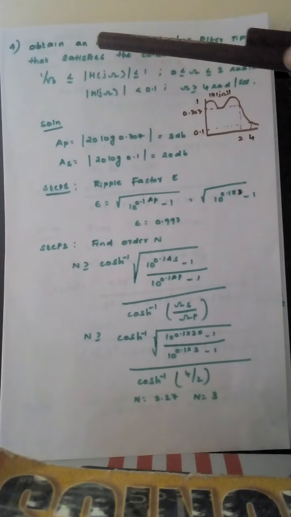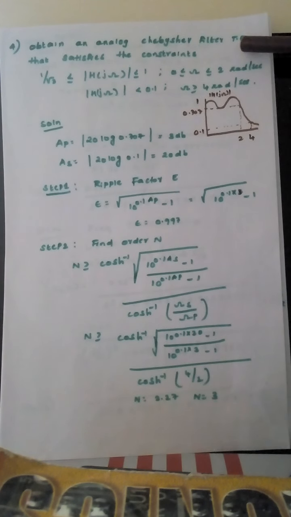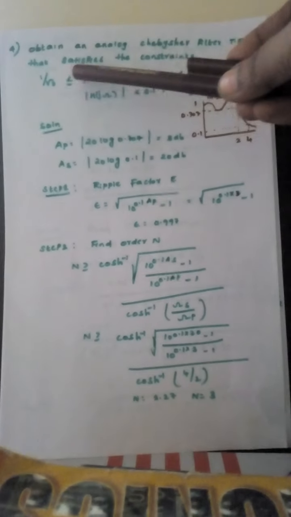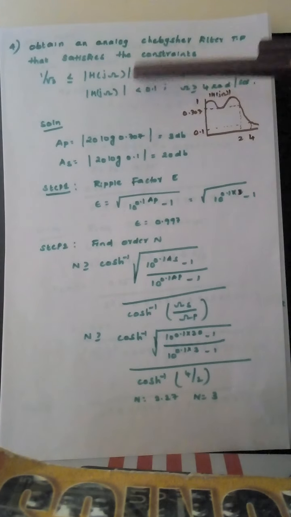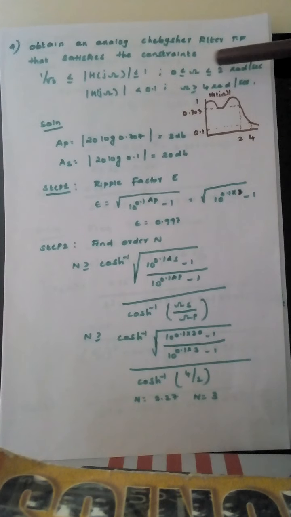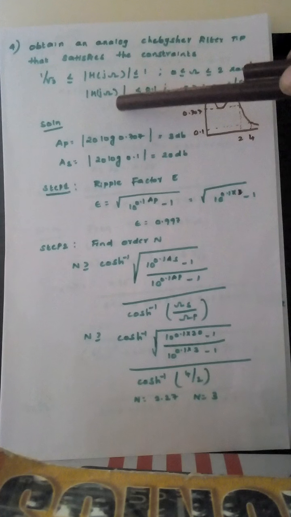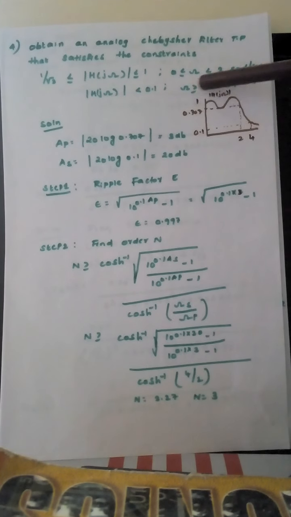So next problem: obtain an analog Chebyshev filter transfer function that satisfies the constraint: 1 by root 3 is less than or equal to modulus of H of j omega, less than or equal to 1, where omega varies from 0 to 2 radian per second, and H of j omega less than 0.1 for omega greater than 4 radian per second.